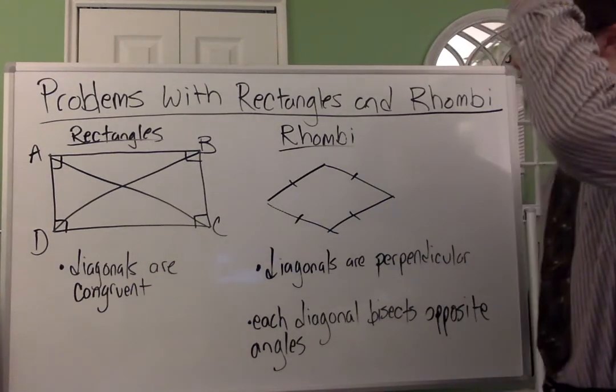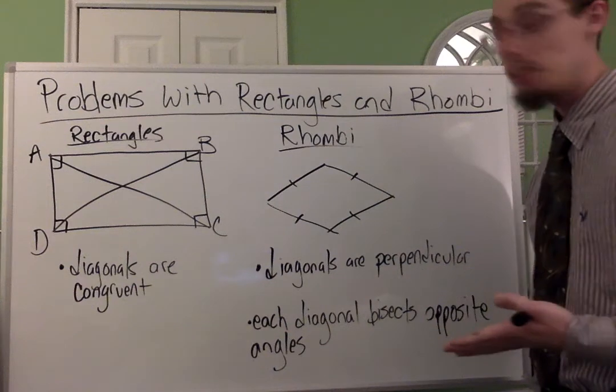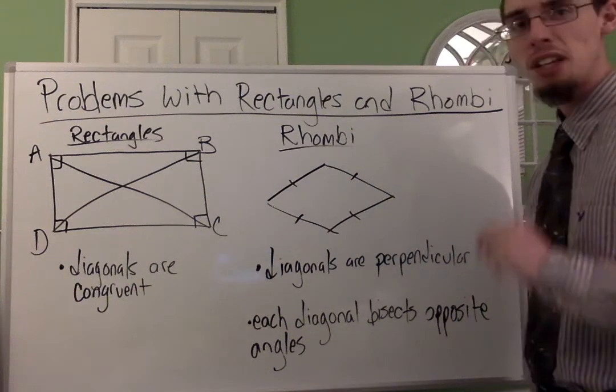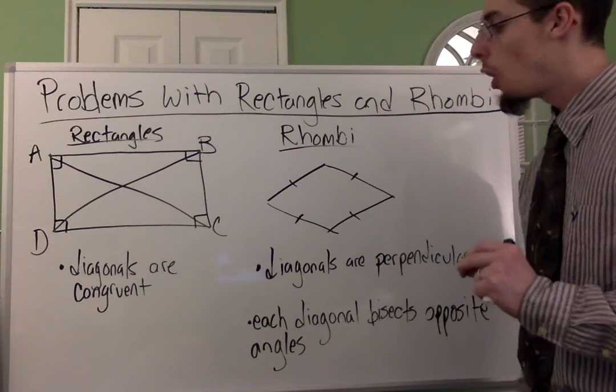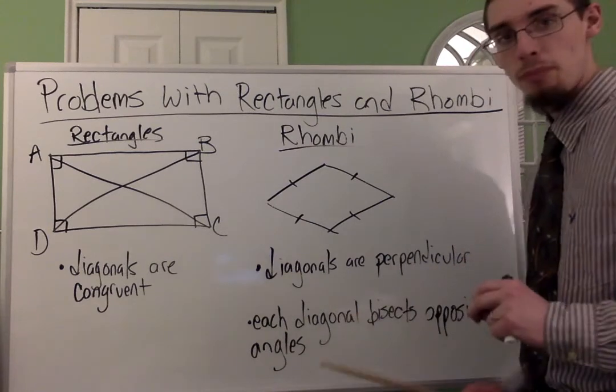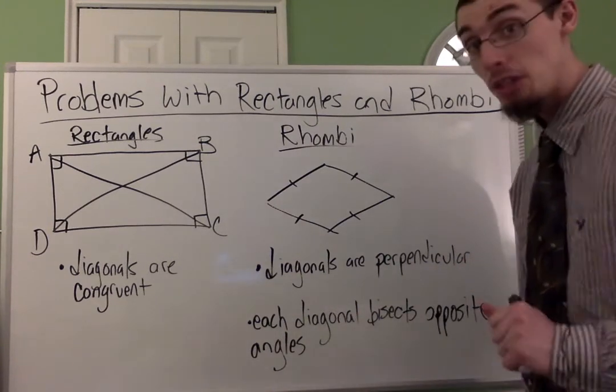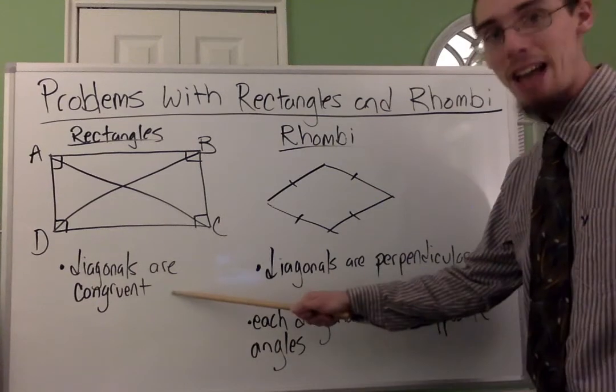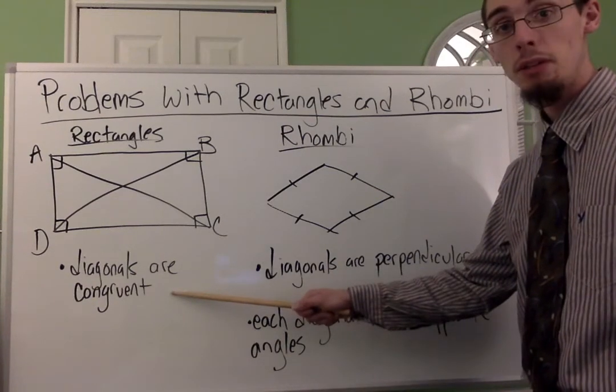And we had talked about some of the properties of these things. And in this lesson, we're going to be focusing a little bit more specifically on these ones. So with a rectangle, what do you need to know for this lesson? That the diagonals are congruent.